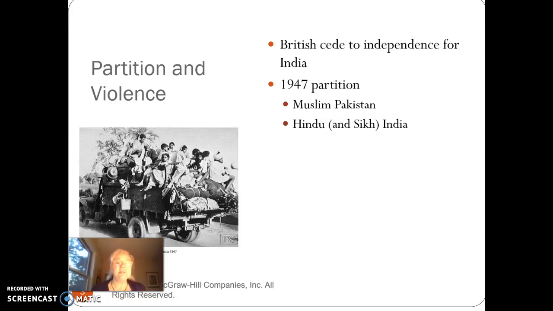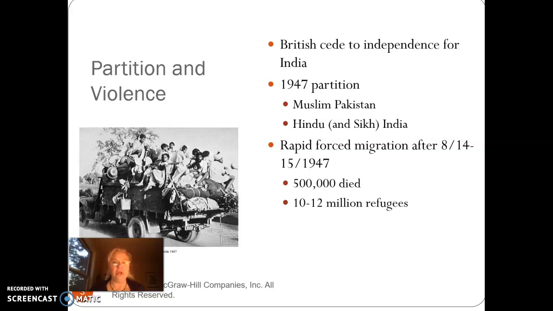Now, remember, Sikhism was a syncretic faith that combined elements of both Hinduism and Islam. And you might know that one of the things Sikhs do not do is cut their hair. So oftentimes they wear it up in a bun with a cover on top.